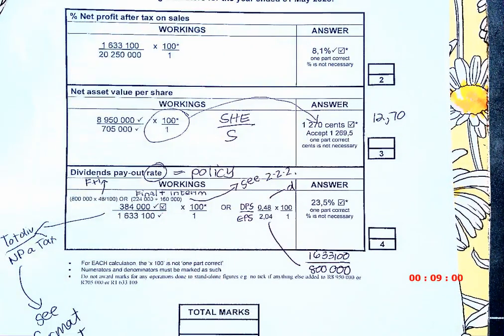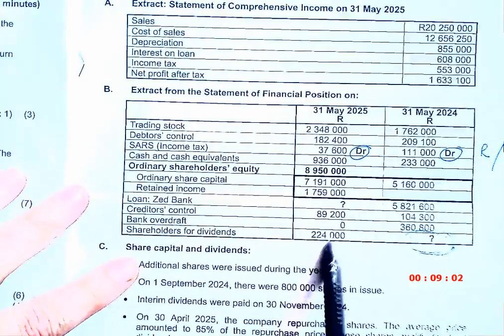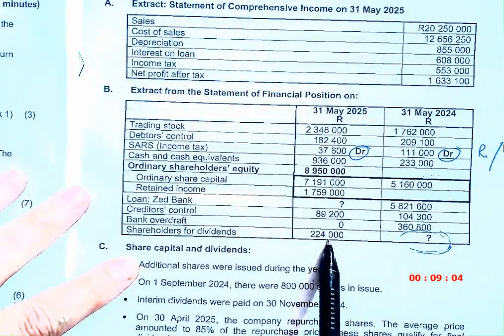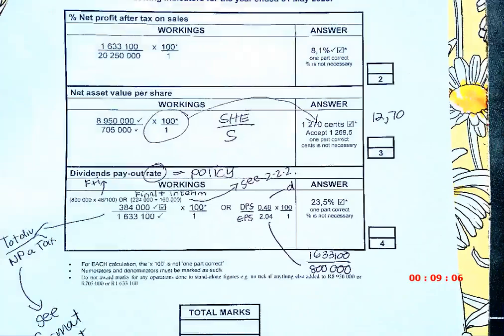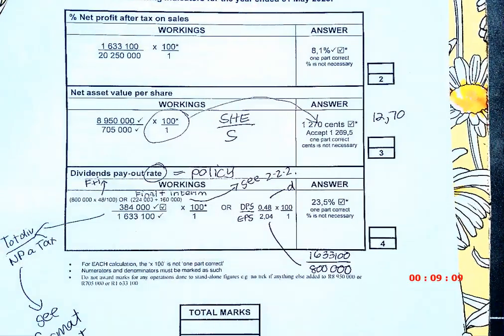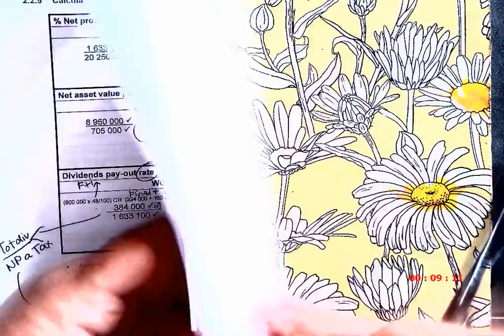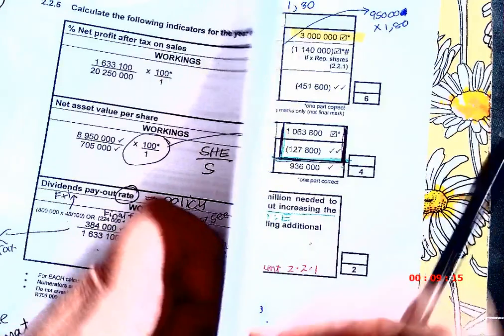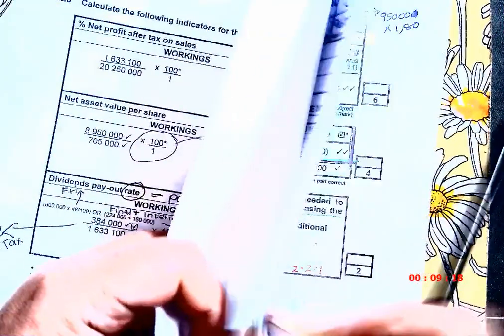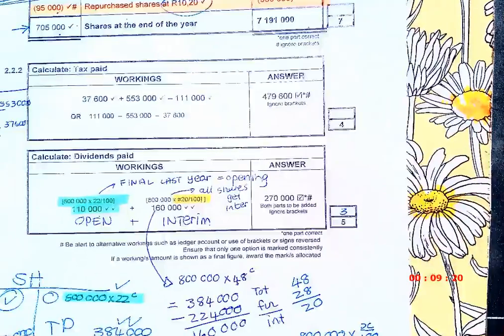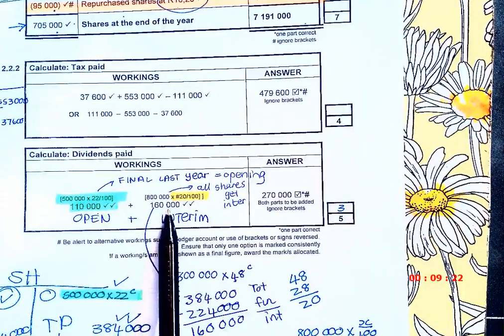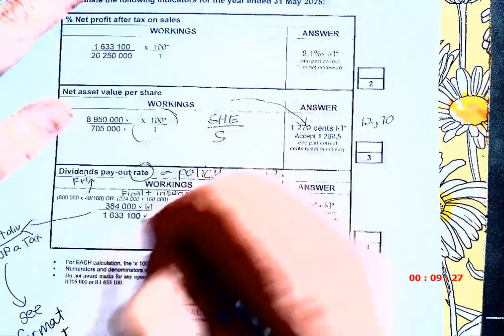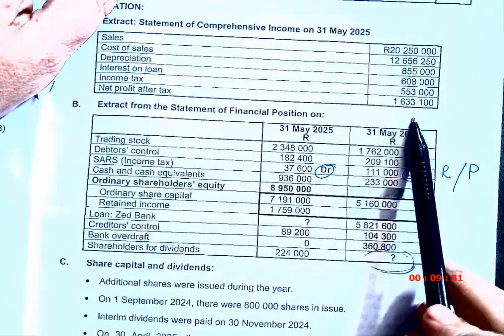The 224, if you go look here, it's your shareholders for dividends final balance. So it's your final dividends. And the 160 is the one that we calculated as the interim in the previous question. Remember when we did this one. There, that 160. Okay? The 1633 is my net profit after tax, which is given to you here. Right.